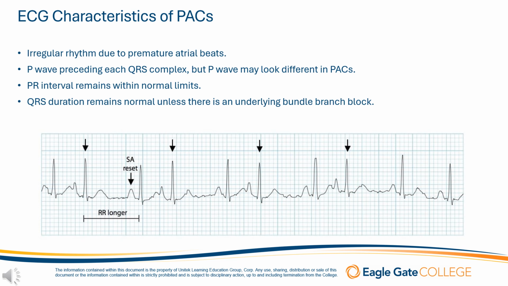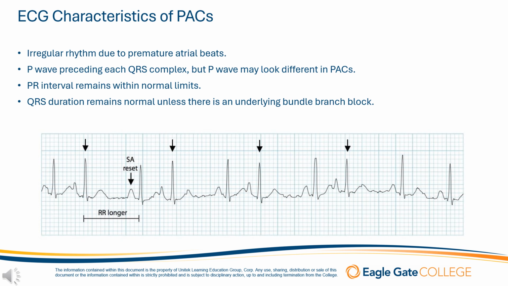The PR interval is the time from the onset of the P wave to the start of the QRS complex, normally ranging from 0.12 to 0.2 seconds. In PACs, even though the P wave may look different, the PR interval typically remains within this normal range. This is because the impulse still travels through the normal conduction pathway. It just starts earlier than usual.